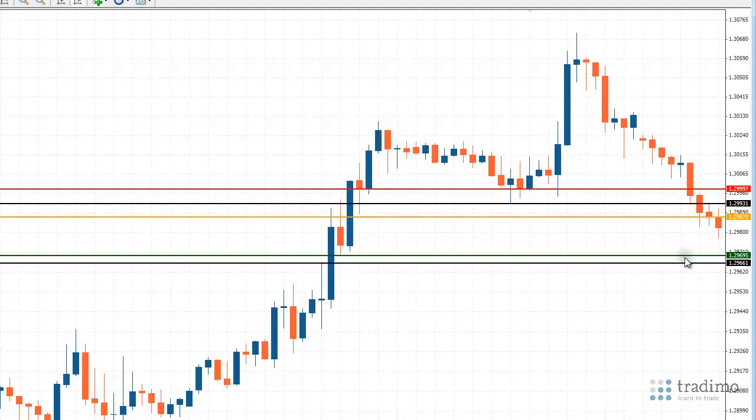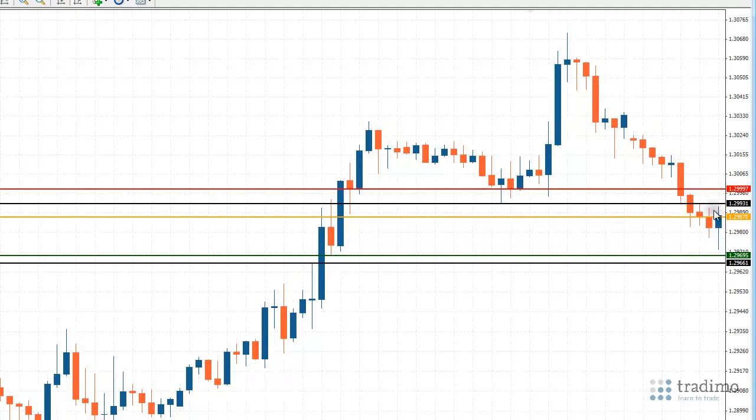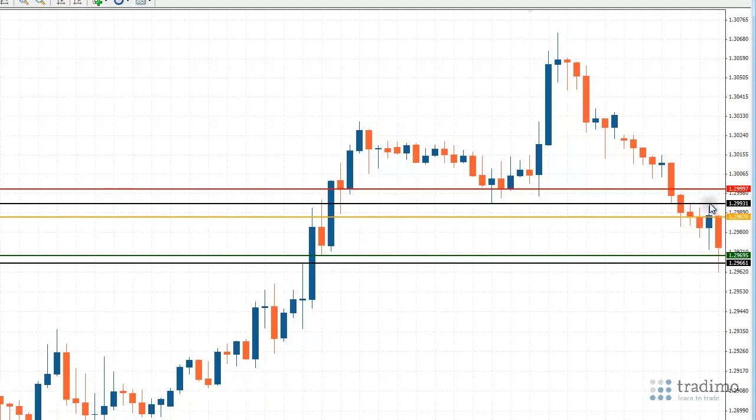So let's see how this trade would have developed. We can see that price continues to test our prior support level, but we do not close above this support, which is now a resistance, and then finally price comes off and fills our profit target.